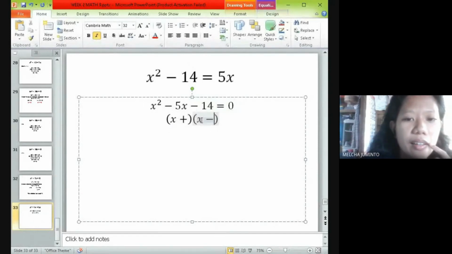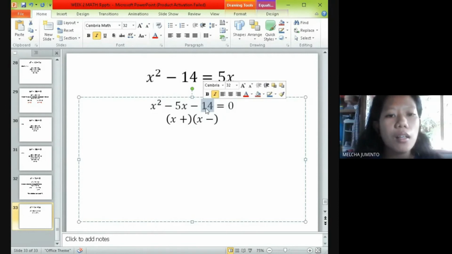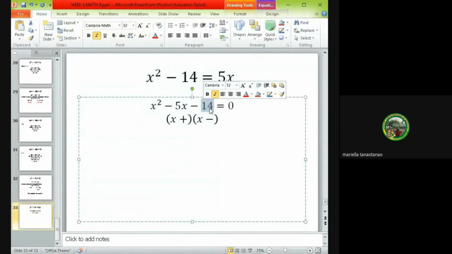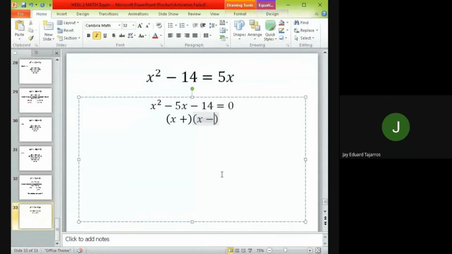Naka-follow po yung ginagawa ko? Okay. And then, you need to think of two numbers. Pag minultiply mo, 14. Tapos, pag sinubtract mo, 5. Give me two numbers na kapag minultiply mo, 14. What are those two numbers? 7 at 2, ma'am. Saan ko ilalagay yung 7? Dito sa plus or sa minus? Sa minus po, ma'am. Tapos yung 2 sa positive.